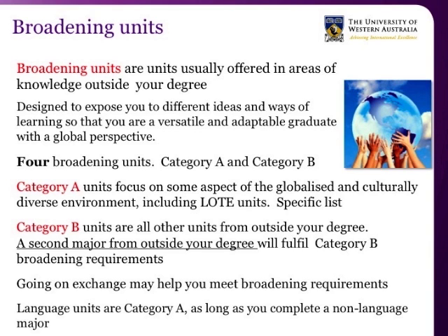Category B units are all other units from outside your degree. Units from a second major outside your degree will fulfill Category B broadening requirements. Going on exchange may allow you to meet Category A broadening requirements. Language units will help you meet broadening requirements as long as you complete a non-language major in your degree.